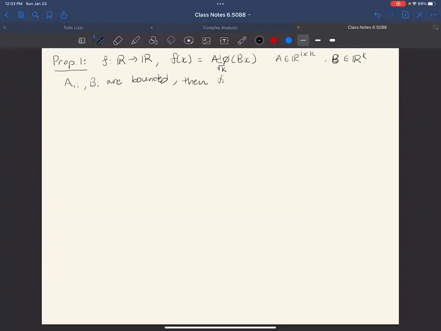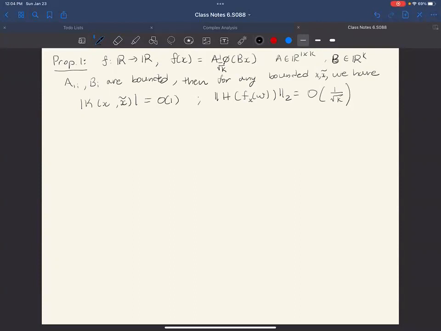Then, for any bounded x, the order of the neural tangent kernel is just order 1. Whereas if I take the norm of the Hessian at either of these examples, it's going to be order 1 over root k.